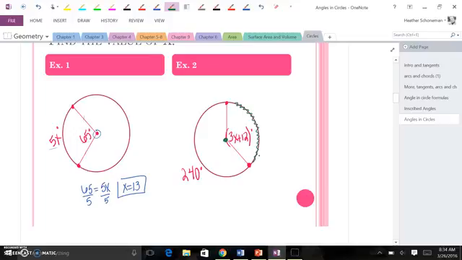Over on this one, here's the central angle, so this angle equals this arc. But we got a little problem. I didn't give you that arc, but we can find it because we know all the arcs in a circle equal 360. So 360 minus 240 gives us 120, and that's what that arc equals. So 3x plus 12 has got to equal 120. We'll subtract 12 from both sides. So 3x equals 108, and 108 divided by 3 is 36. So x equals 36.